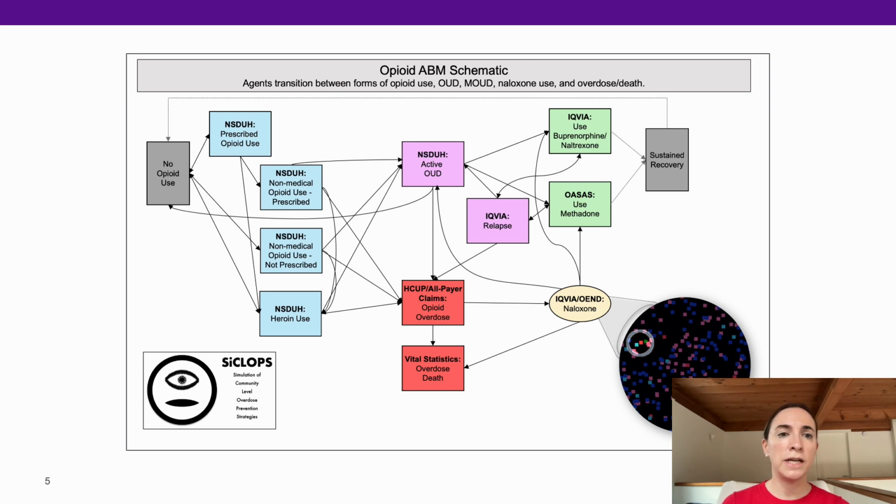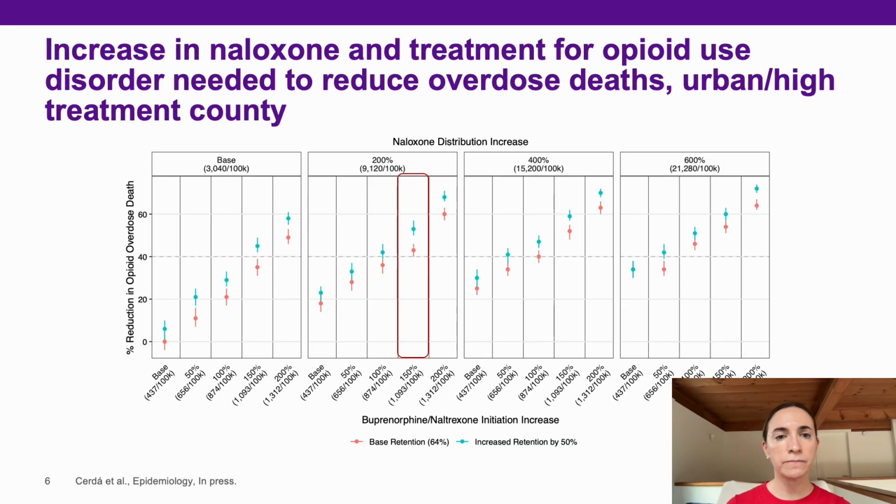In order to do our study, we carried out an agent-based model where agents transitioned between different forms of opioid use disorder, medication to treat opioid use disorder, naloxone, and overdose. We found that results really did depend on pre-existing levels of treatment access and urbanicity.